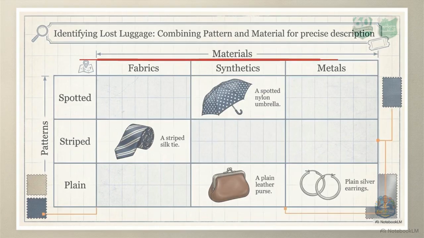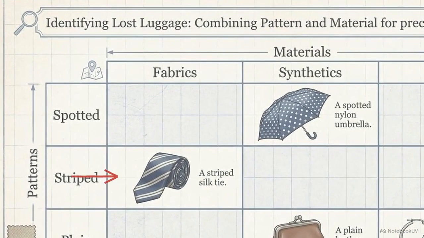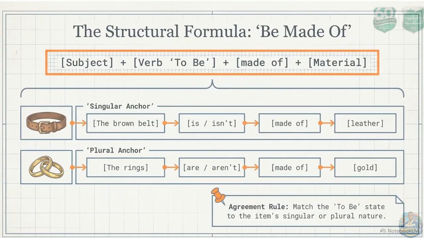This grid helps us combine those materials with visual patterns. Notice how following the rows and columns lets us identify items like a striped silk tie or a spotted nylon umbrella. This diagram provides a simple formula.